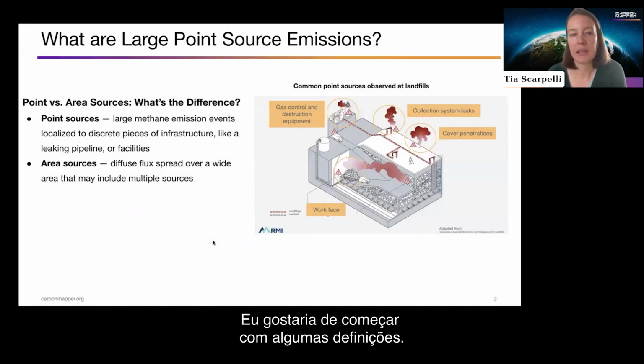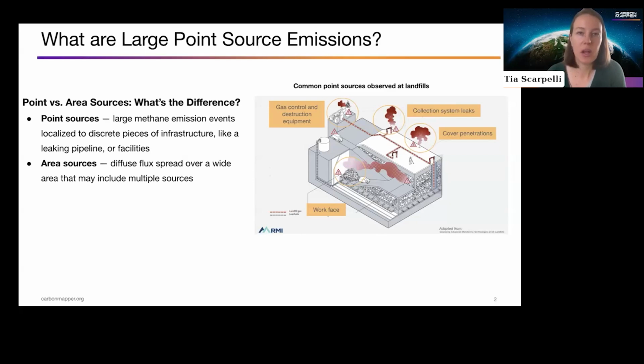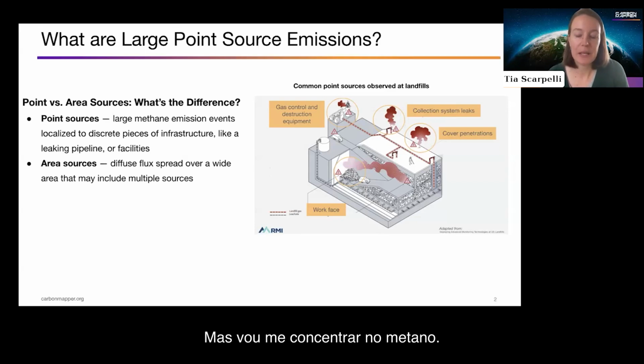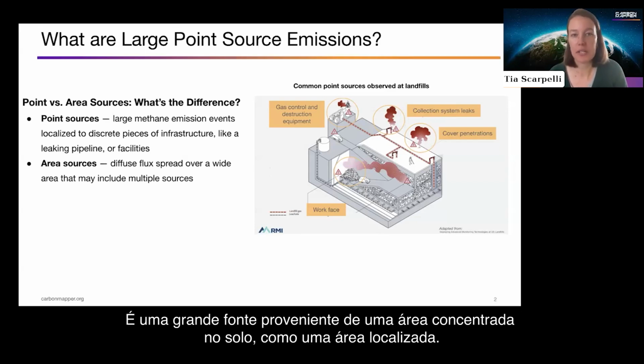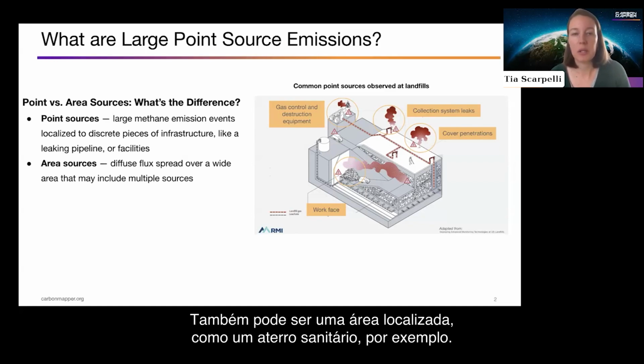I want to start off by doing a little bit of definitions. The way that we define what a point source or emitter is, it's a large emission source. This can be for methane or for CO2, though I'm going to really focus on methane today. It's a large source coming from a concentrated area on the ground, like a localized area. This is typically a specific piece of infrastructure or equipment. It can also be a localized region on a landfill, for example.